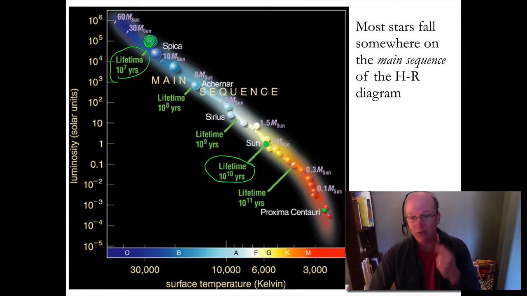And in fact, these red stars can effectively live longer than the age of the universe. So there could be red stars that formed early on in the universe that are still around. Our sun is going to live for about 10 to the 10 years.